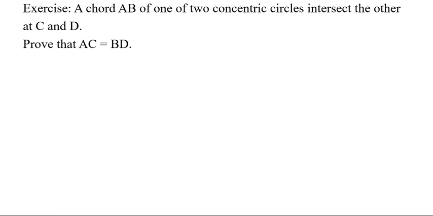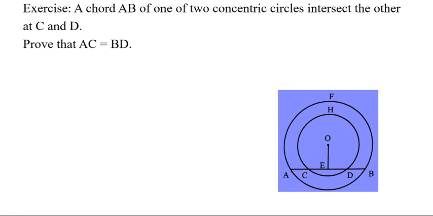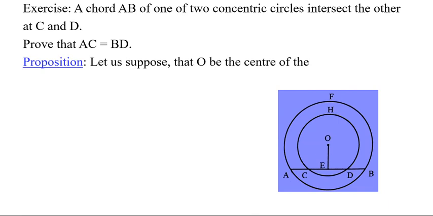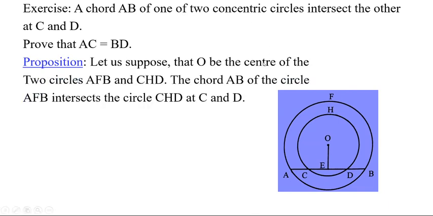Now another exercise. A chord AB of one of two concentric circles intersects the other at C and D. Prove that AC equals BD. Using this figure, see this figure carefully. Let us suppose that O is the center of the two circles. AFB is the greater circle and CHD is the smaller one. O is the center of these two circles. It is required to prove that AC and BD are equal.